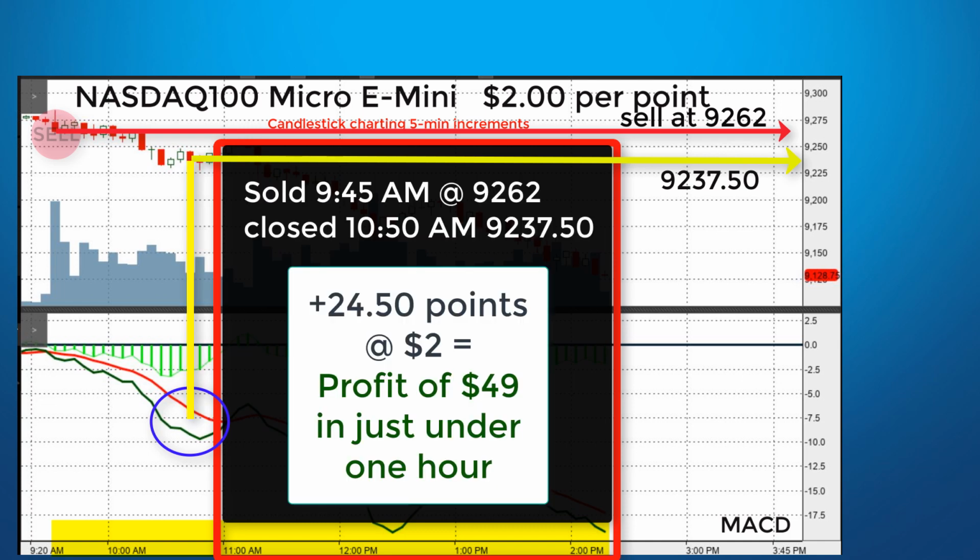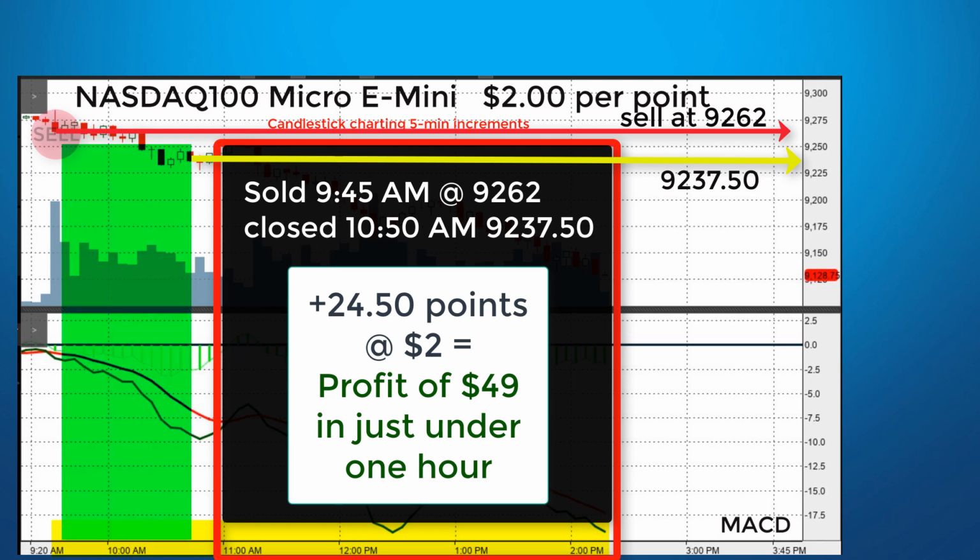Well, I did the math, and the difference between 92.62 and 92.3750 is 24.5 points, which would be $49 profit. Since we went into this trade at 9:45 a.m. and we're out here at about 10:50, in less than an hour, we've made a profit of $49.